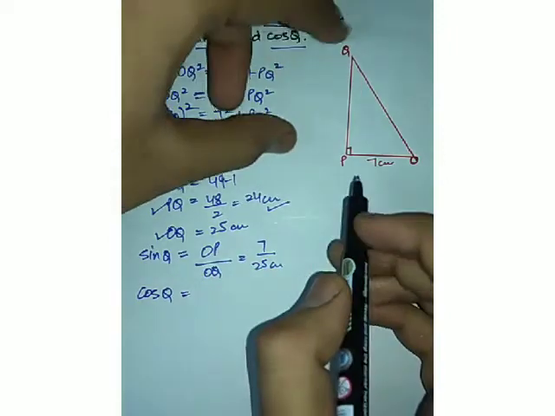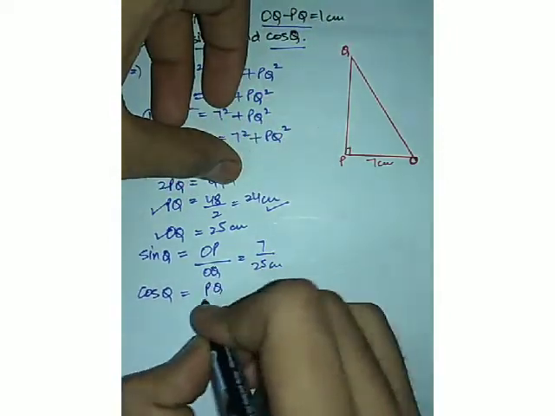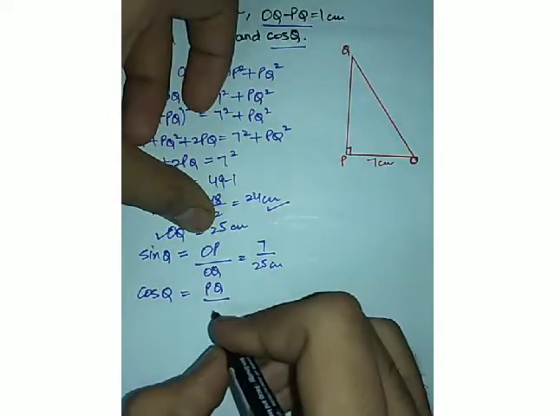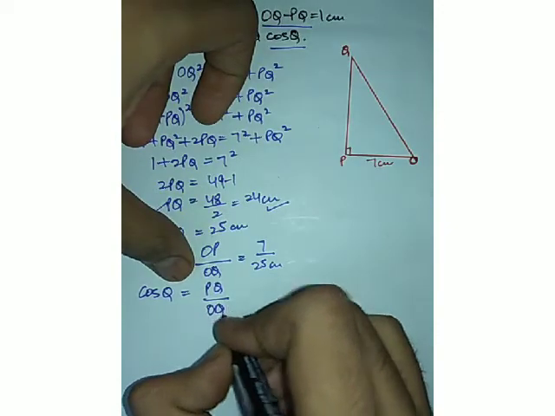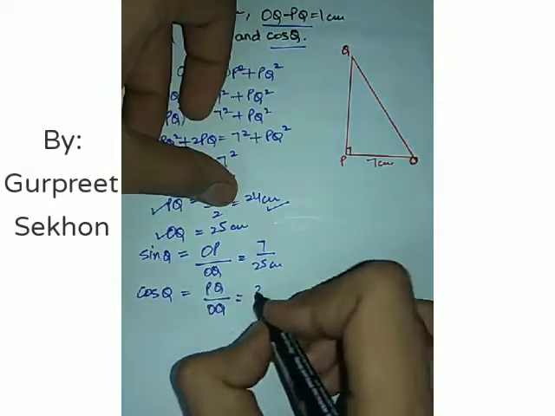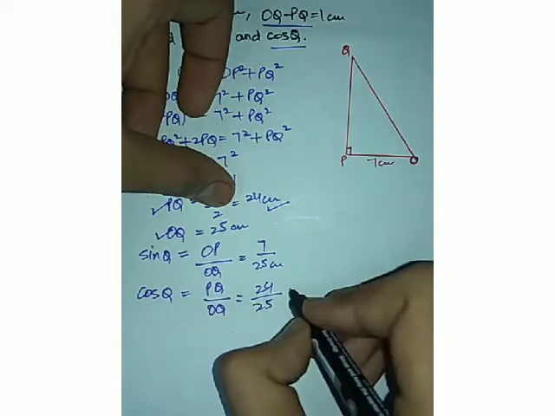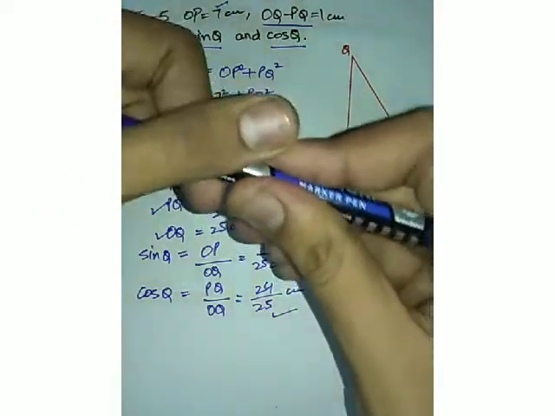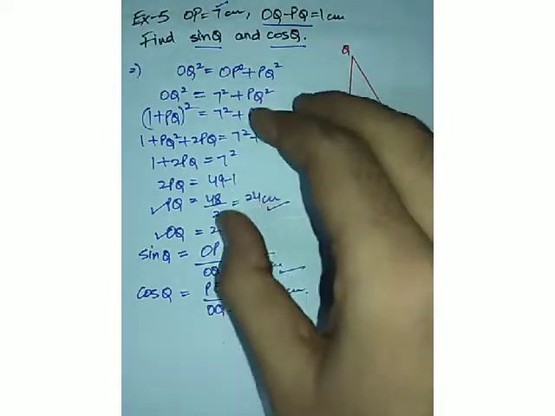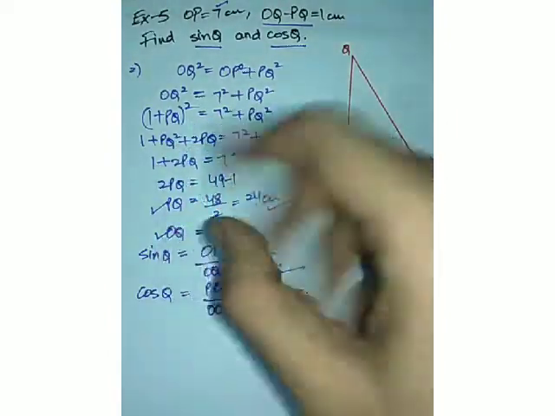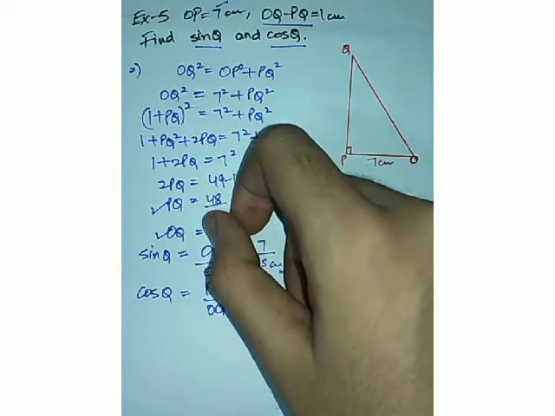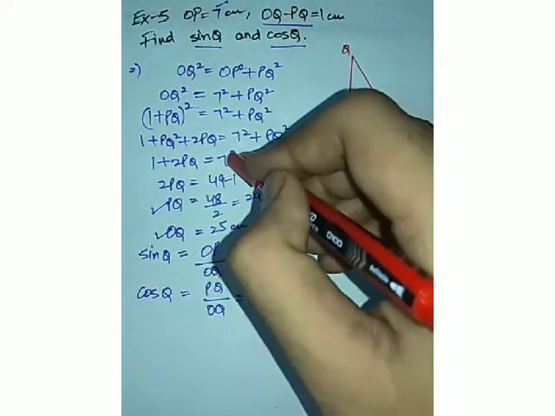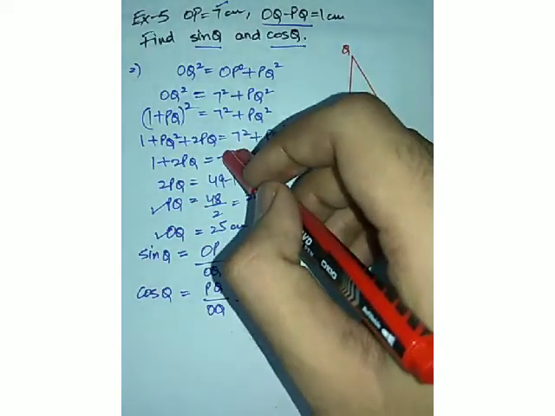And similarly, we can find cos Q. Cos Q is equal to base upon hypotenuse. Base is PQ, upon, of course, hypotenuse OQ. What is PQ equal to? That is 24 upon 25. This is how you can find the trigonometric ratios in a given triangle using Pythagoras theorem step by step, applying these kinds of steps. So this was it for today, and now our first exercise is completed.